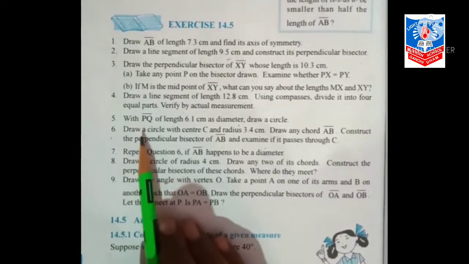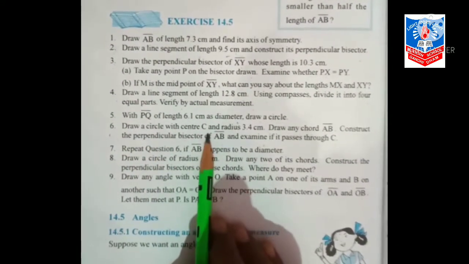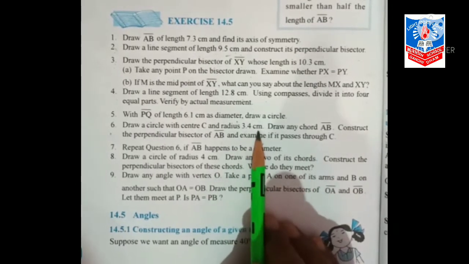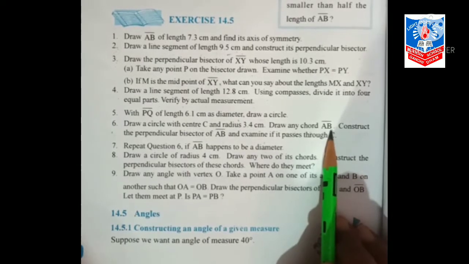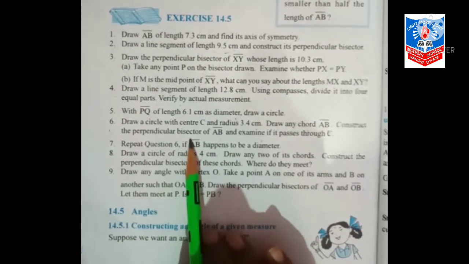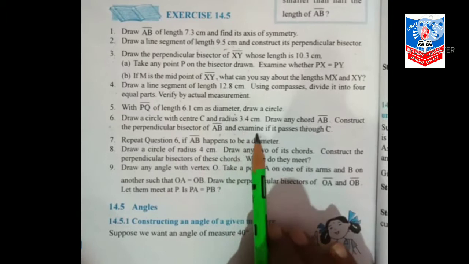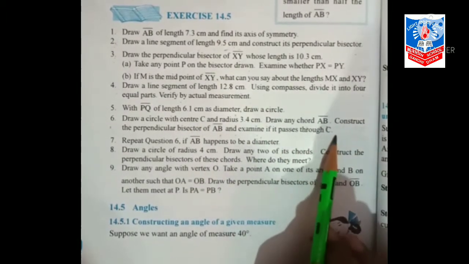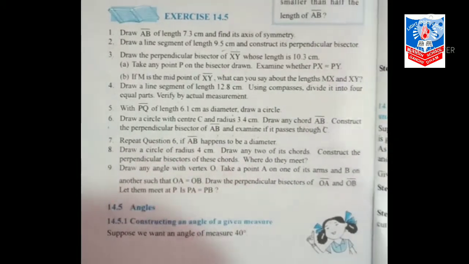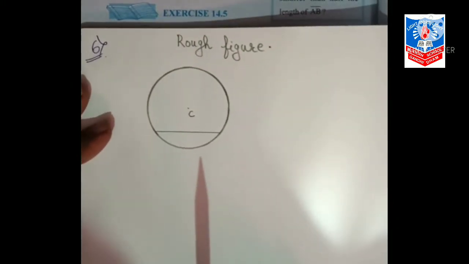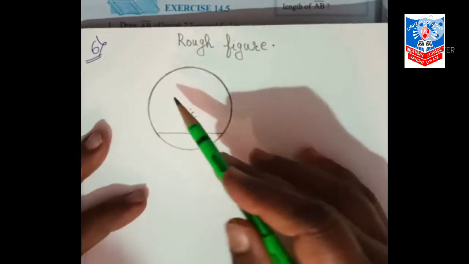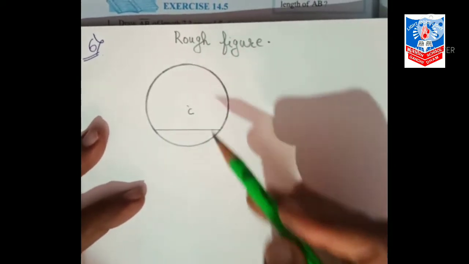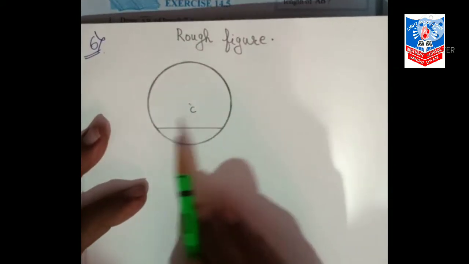Question number 6. Draw a circle with center C and radius 3.4 centimeter. Draw any chord line segment AB. Construct the perpendicular bisector of AB and examine if it passes through C. Now see, in this question what you have to do is, with center C and radius 3.4 centimeter, you have to draw a circle and this is a chord AB.